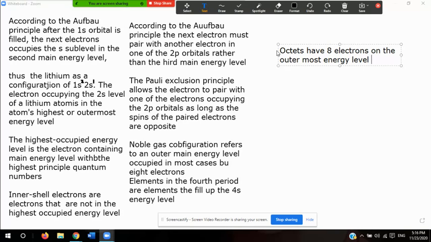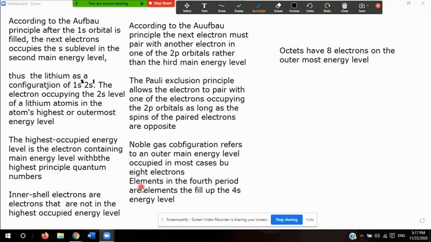Now, speaking of neon, when we start working with elements of the third period, again, we said that elements of the third period are elements that fill in that 3s orbital. Okay. And when we get to that third period, it starts to become a little bit tricky, especially because from 3p I go to 4s, and then from 4s I have to go to 3d. So to avoid that, one way that chemists have learned to work with that is by using noble gas configuration, which refers to an outermost main energy level occupied in most cases by 8 electrons.